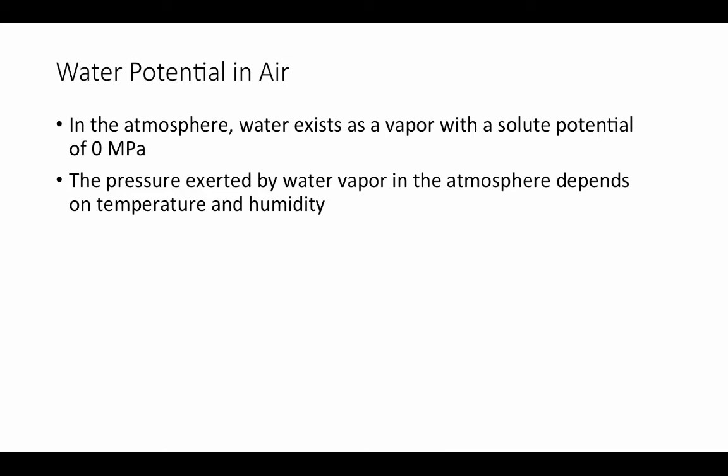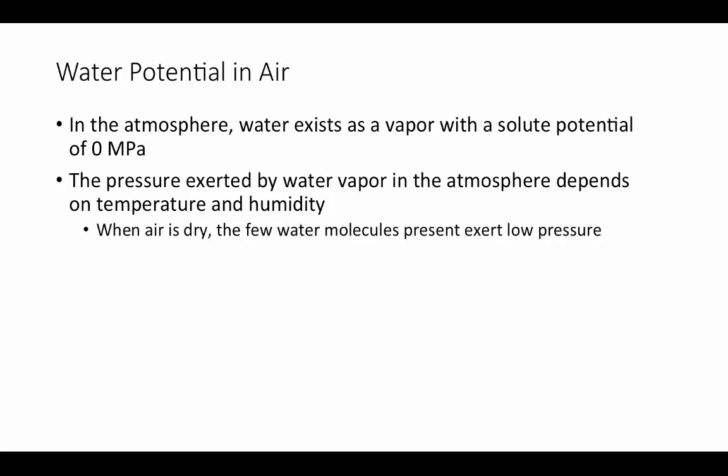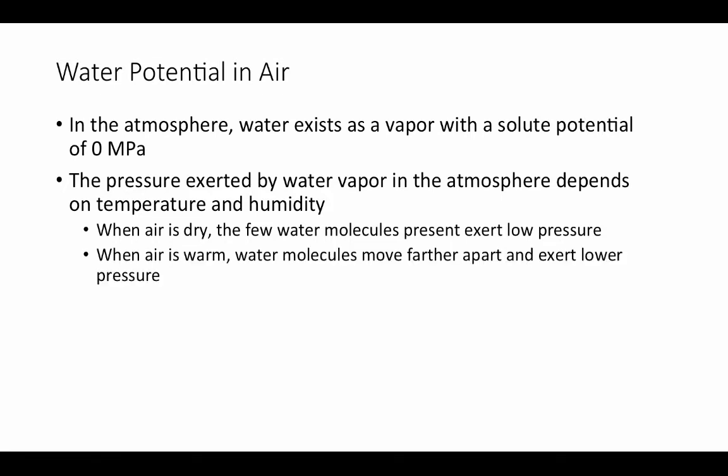But there's going to be a pressure potential associated with the water vapor, and it's going to depend on temperature and humidity. So when air is dry, there are relatively few water molecules, and because of that, it's going to exert a relatively low pressure potential. When the air is warm, water molecules are moving a lot, they're going to tend to be farther apart, and also exert lower pressure. So warm, dry air has a very low water potential, and evaporation happens most easily under these conditions.